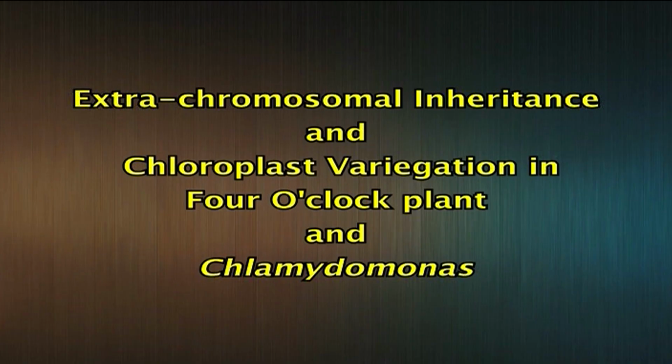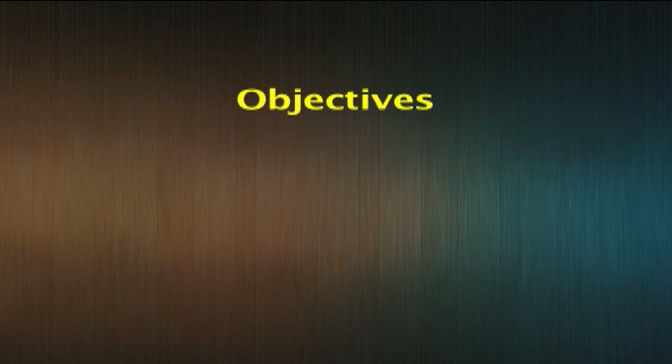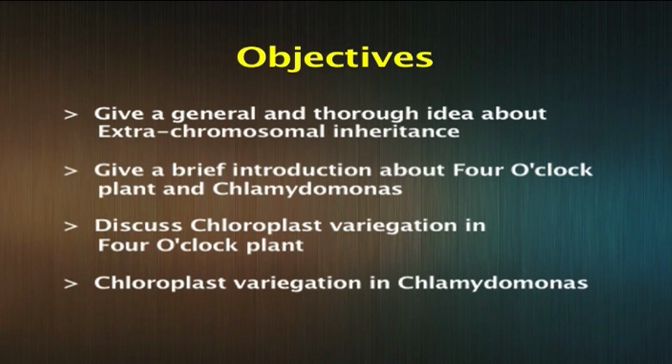Today I am going to deliver a lecture on extrachromosomal inheritance and chloroplast variegation in 4 o'clock plant and Chlamydomonas. The objectives of today's lecture are: number first, to give a general and thorough idea about extrachromosomal inheritance. Number second, to give a brief introduction about 4 o'clock plant and Chlamydomonas. Number third, to discuss chloroplast variegation in 4 o'clock plant. And finally, we shall be discussing chloroplast variegation in Chlamydomonas.